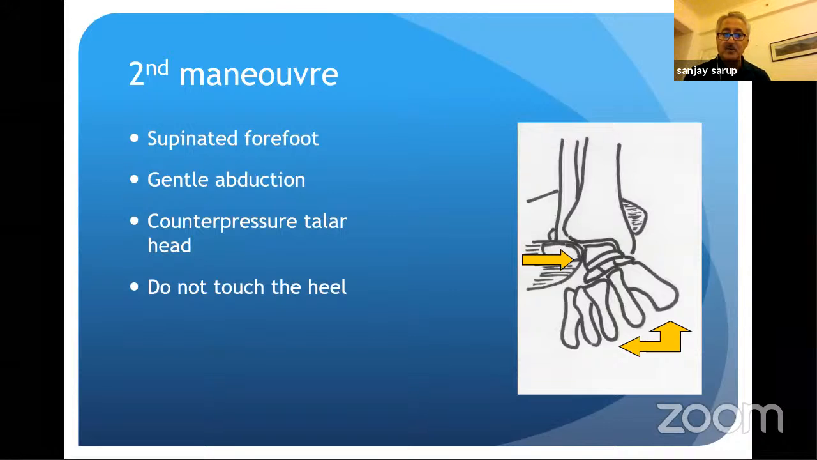After this, the second maneuver, once you have a supinated forefoot, you start gently abducting it. So what you do is you put your thumb onto the head of the talus. Now, where is the head of the talus? It is the lateral most bony protrusion in front of the lateral malleolus. You never touch the heel. Your index finger usually rests on the medial malleolus.